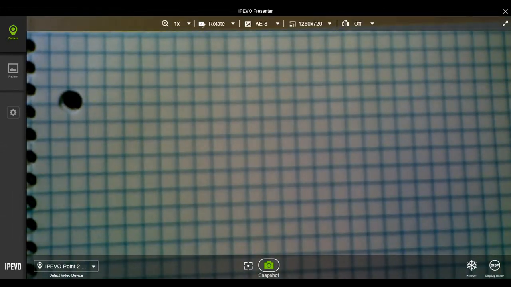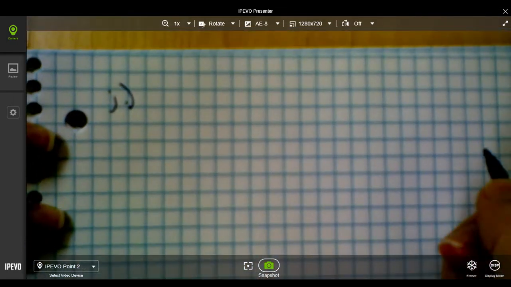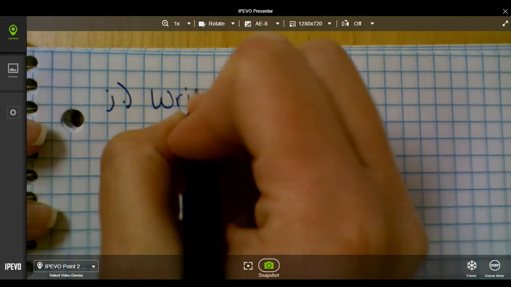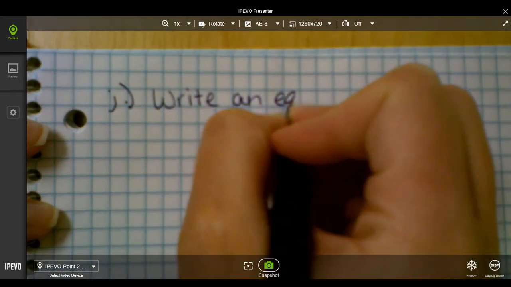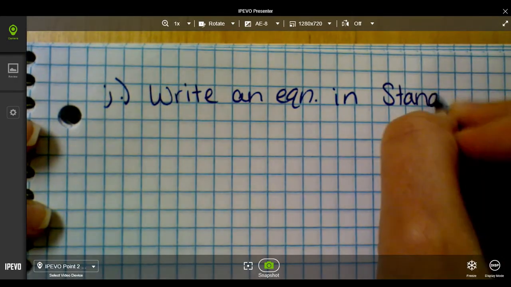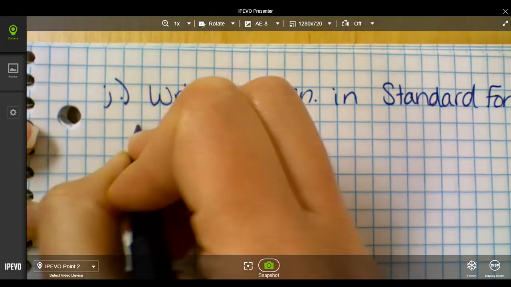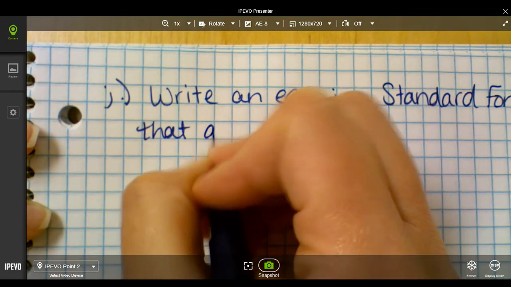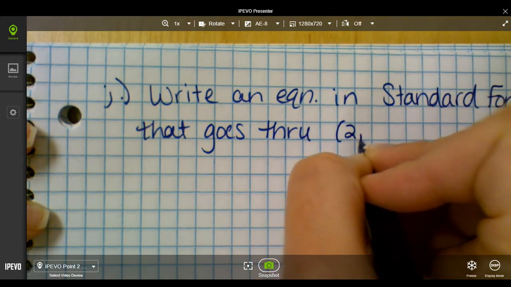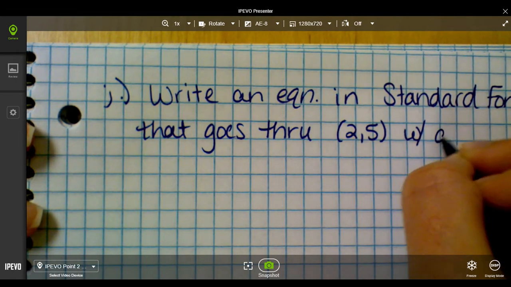All right, welcome back to part 2. So now we're going to get a little bit more complicated. So Jay, we're going to still write an equation, but now we are going to write it in standard form that goes through the point (2, 5) with a slope of -3.